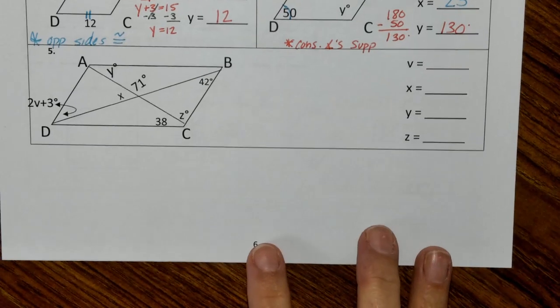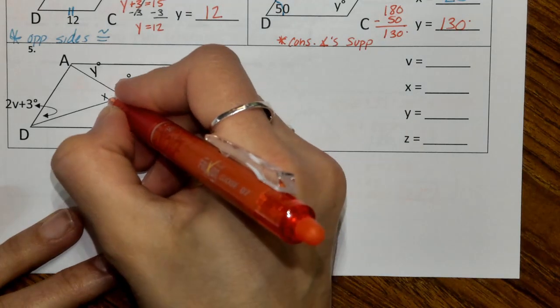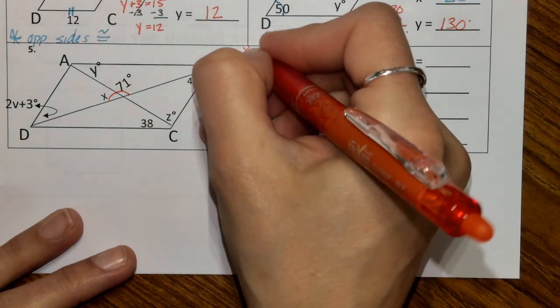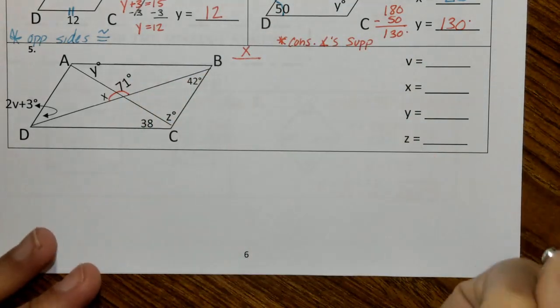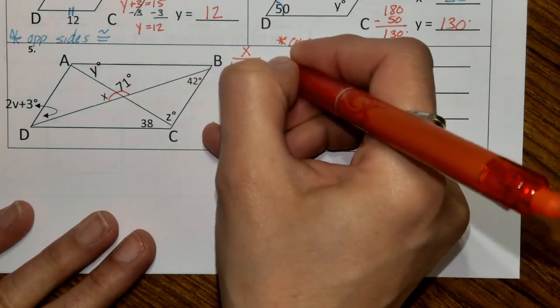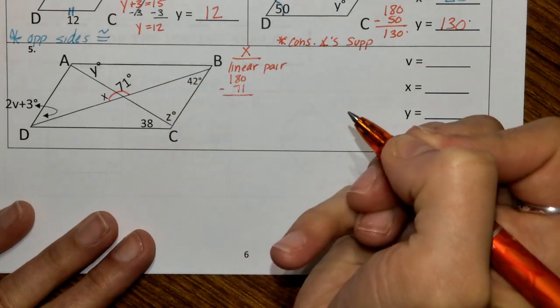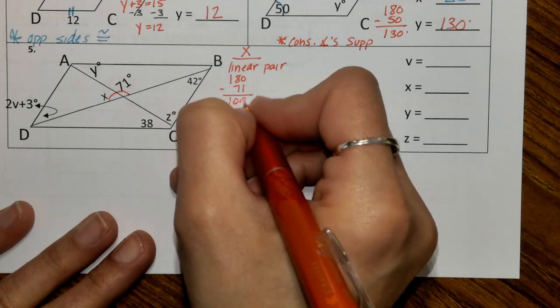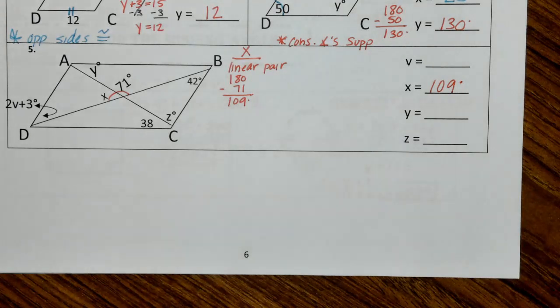All right, we have 4 steps to take on number 5. We need to solve for v, x, y, and z. So let's see what we can start off with. Well, x is an old property we've learned before, right here. So solving for x, we need to see here that we have a linear pair. Okay? So with a linear pair, we just take that 180, subtract the 71, and we're going to wind up with 109 degrees. So we're not going in order here, and that's okay. I'm just looking at what can I find real quick.